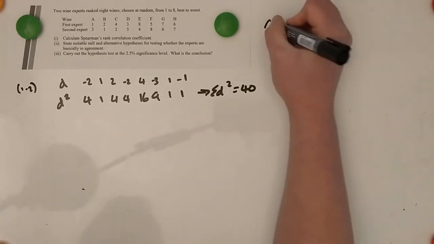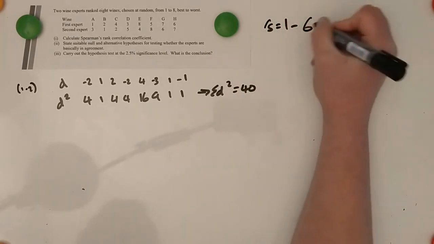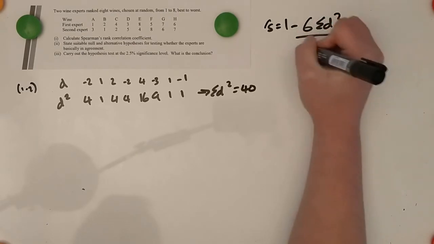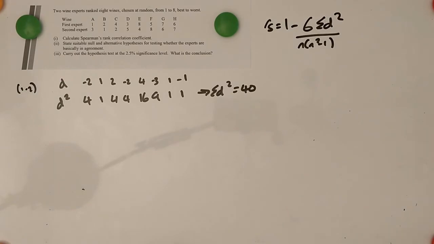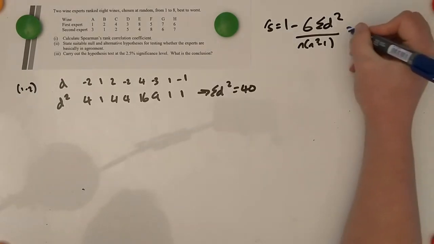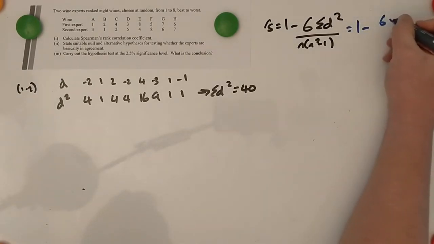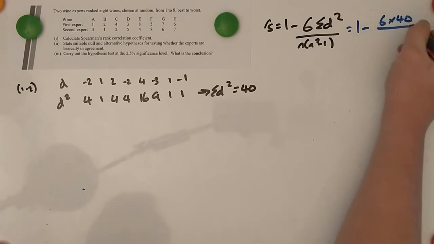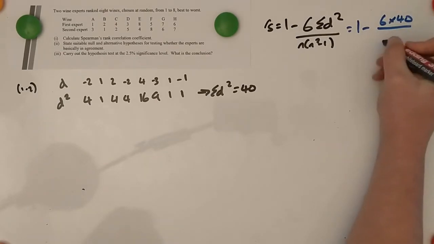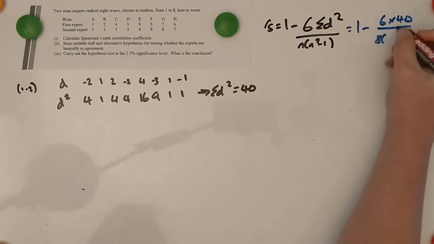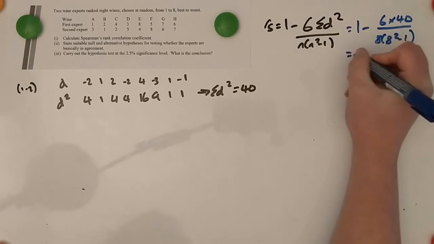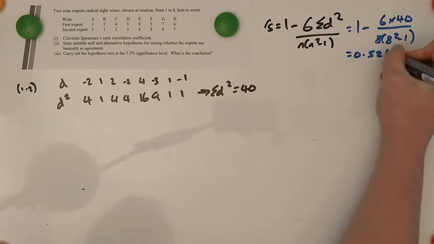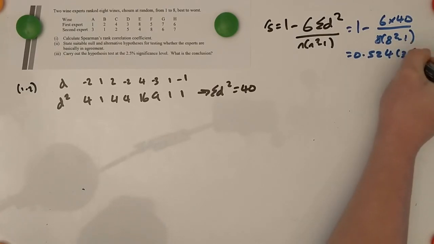So rs is 1 minus 6 sum of d squared over n squared minus 1. So in this case it is equal to 1 minus 6 times 40 over 8 wines, 8 squared minus 1. Do that and I get 0.524 to three SF.